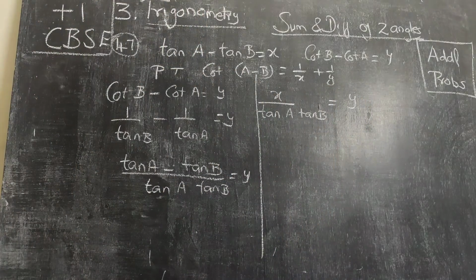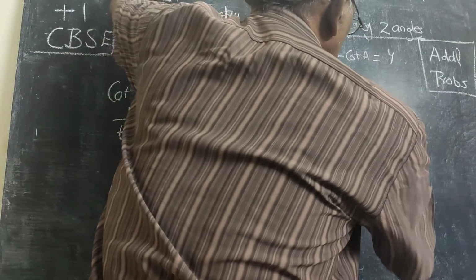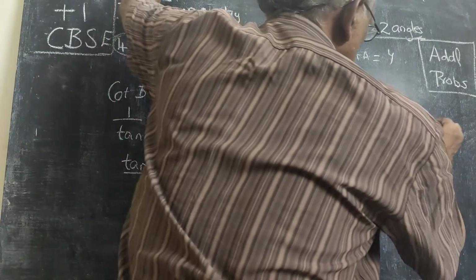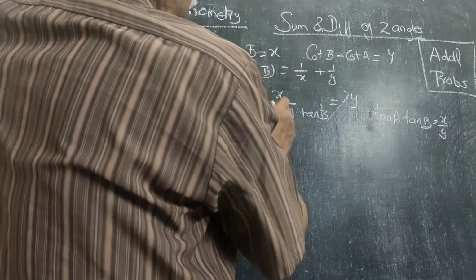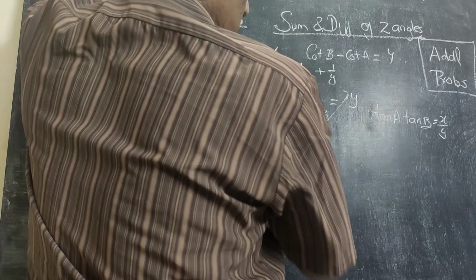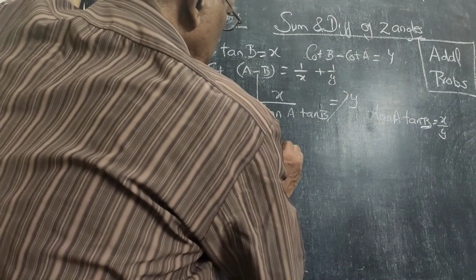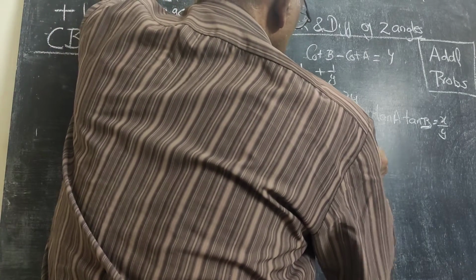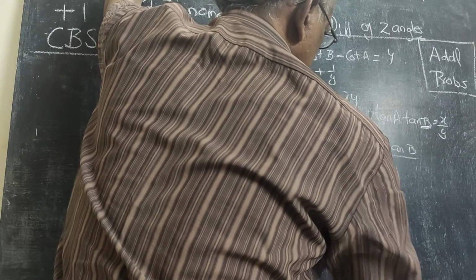equal to y. Therefore, tan A tan B goes here and this y comes here, equal to x by y. So x equal to y times tan A tan B, and then tan A tan B equal to x by y. I have just written it like this. We want cot A minus B. Let me go for tan of A minus B. That is tan A minus tan B divided by 1 plus tan A tan B.